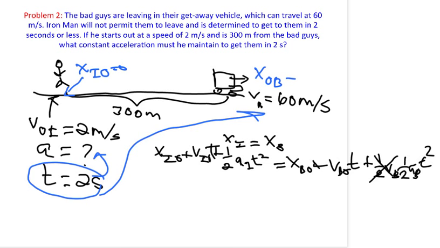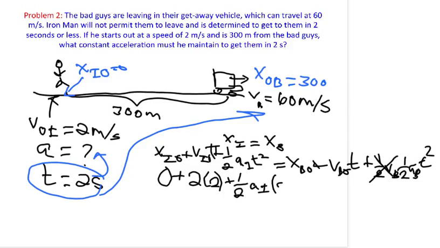Okay, so I'm going to go ahead and try to plug some numbers in. Iron Man's initial position, we just decided that was 0. His initial speed, we decided that his initial speed was 2, so I have 2. And the time, I know that it takes 2 seconds to get to the bad guys. Plus 1/2. We don't know what Iron Man's acceleration is, so I'm going to leave that as a variable, ai. And t squared, that's going to be 2 squared.